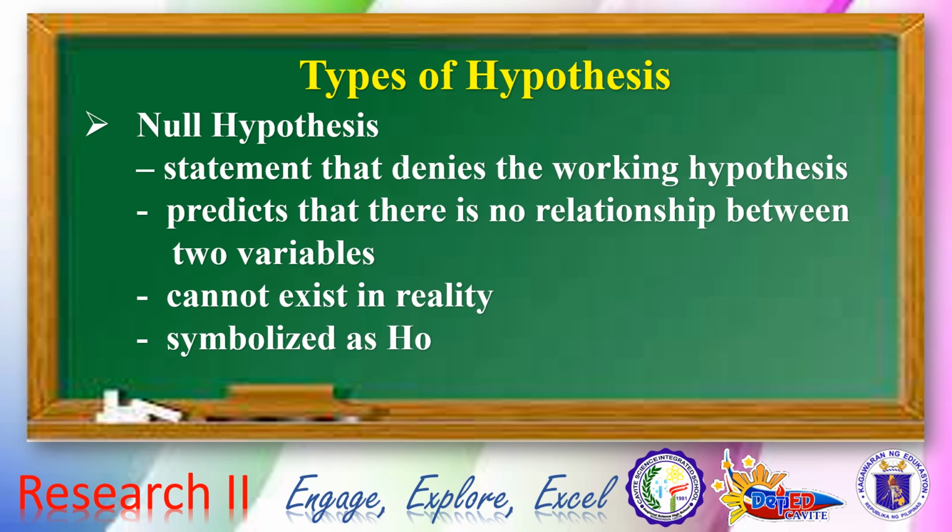If you will recall your research 7, I'm sure you have learned about the two variables. Diba, we have the independent variable and the dependent variable. So for an experiment, there should always be two variables to be tested. And when we say null hypothesis, you're predicting that there is no relationship. So wala. Kaya nga negative hypothesis siya.